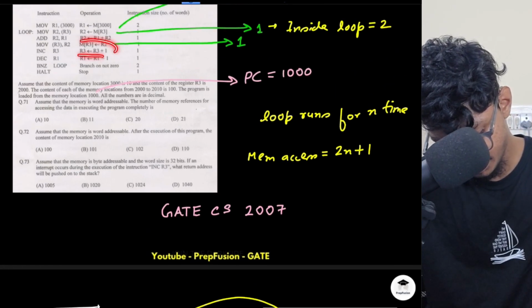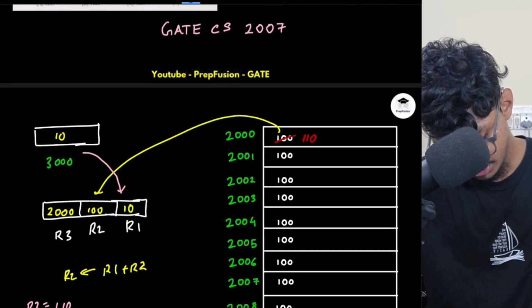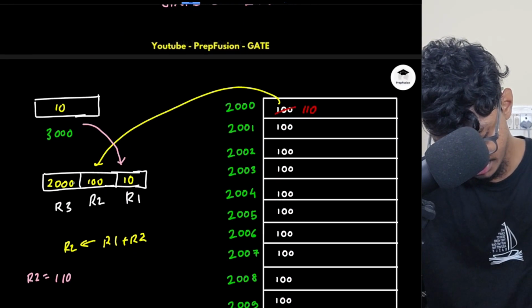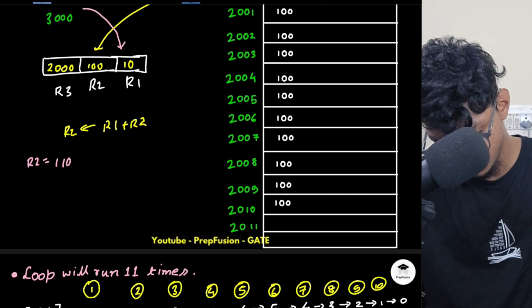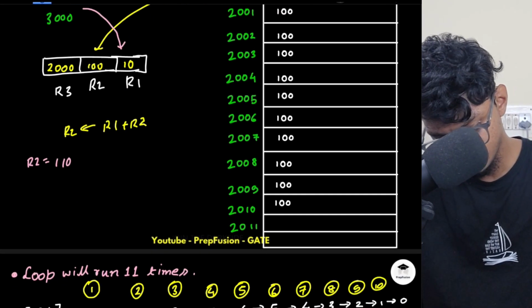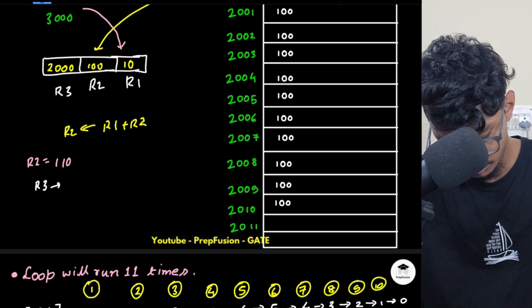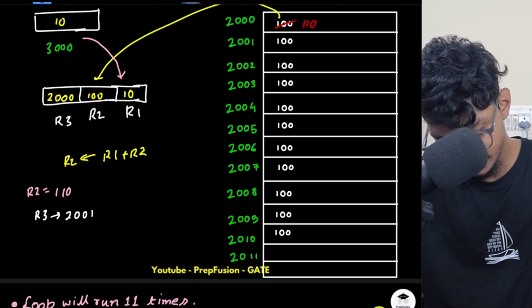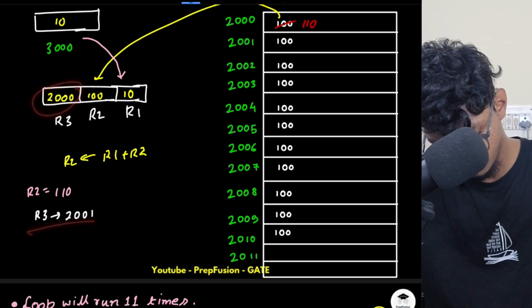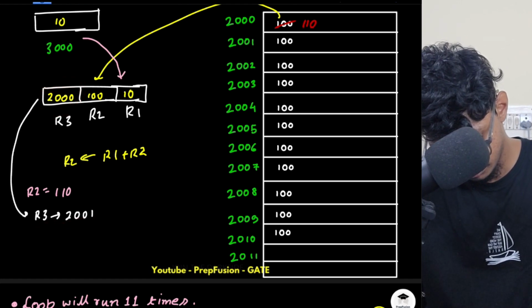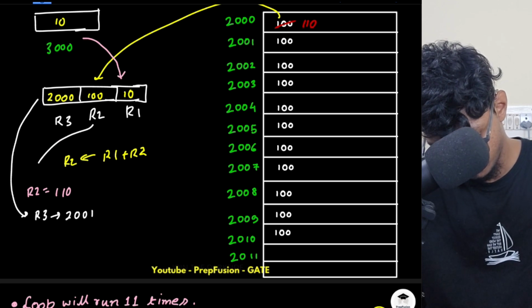Next, I increment my R3. R3 has value 2000, so it will be incremented to 2001. Because previously R3 was 2000, now it has incremented to 2001. So from here I come here.